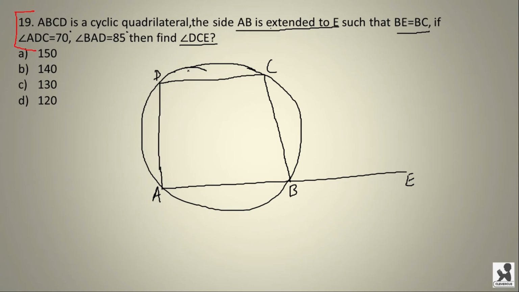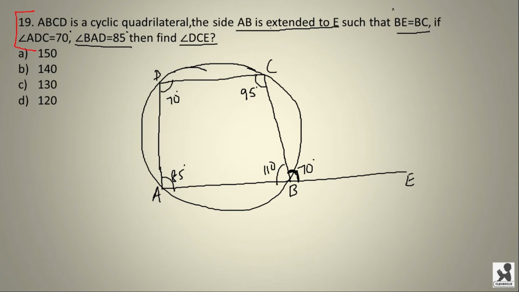Here angle ADC is given as 70 degrees. So if angle ADC is 70 degrees, then CBE is also 70 degrees. Angle CBE is 70 degrees and angle CBA is 110 degrees because the sum of opposite angles will be 180 degrees. Angle BAD is given as 85 degrees. If this is 85 degrees, angle DCB will be 180 minus 85 degrees, that is 95 degrees. We should be fast with calculations.